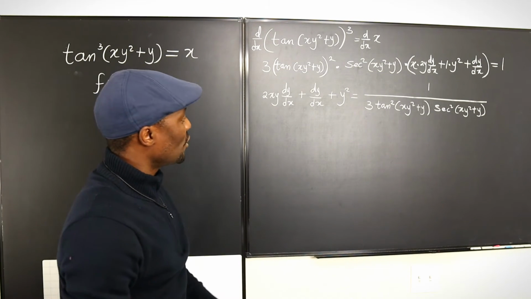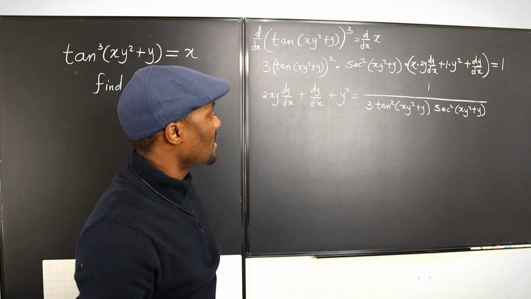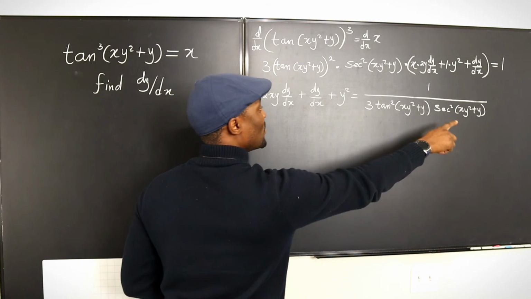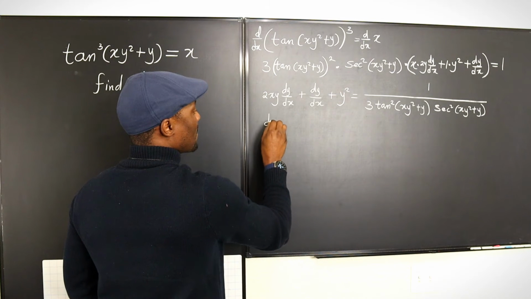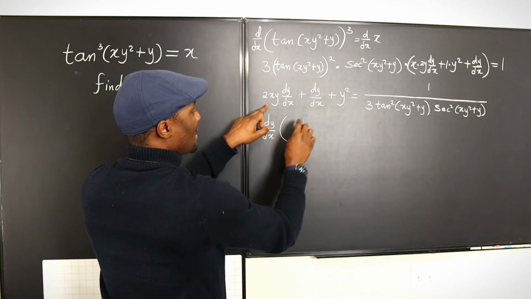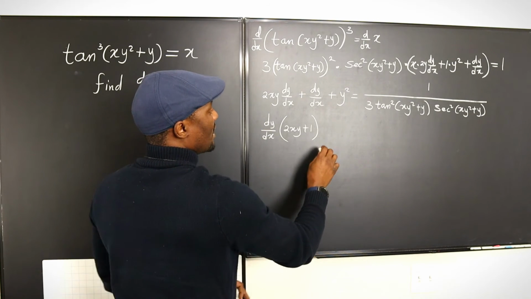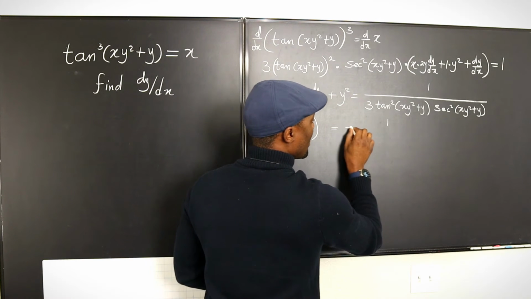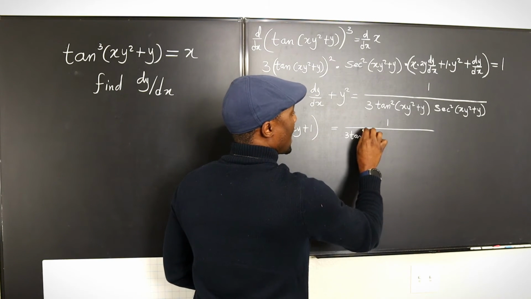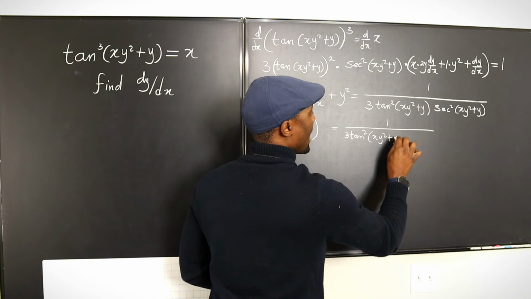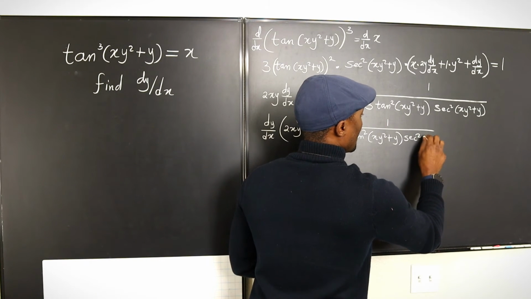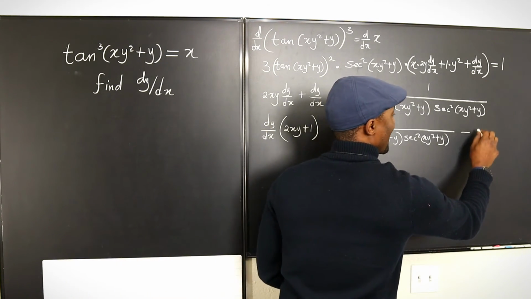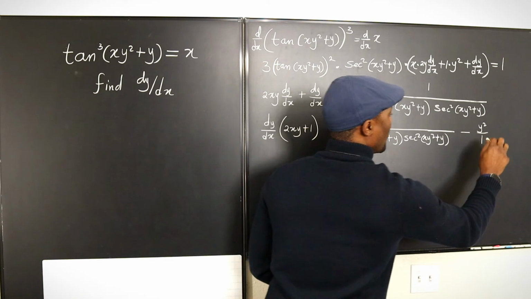Good. The next thing is, this doesn't have dy/dx, so we can as well take it to the other side. Because I don't have a lot of space left, I'm going to do 2 things at the same time. I'm going to move this over, and I'm going to factor this. So I'm going to have dy/dx. If I factor this, it's going to be (2xy + 1). Okay, but I'm going to move this over, which is going to be 1 over 3 tan squared (xy² + y) secant squared (xy² + y), minus y squared. So I'm going to write it as y squared over 1.